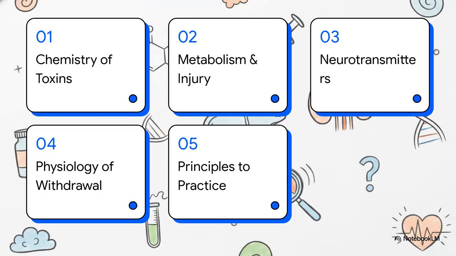with the molecules. So our roadmap for this explainer directly mirrors the source material. We're going to quickly hit 1. The chemistry of toxins, 2. Metabolism and cellular injury, 3. Neurotransmitters in the balance, 4. The physiology of withdrawal, and 5. Connecting all these principles right back to practice.